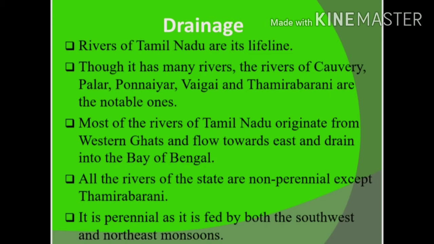All these rivers of the state are non-perennial except Tamiraparani. Tamiraparani is considered perennial. Perennial means throughout the year you can see water in it. That's the meaning of perennial, because Tamiraparani is fed by both the southwest and northeast monsoon. So in two seasons this river gets rain. So it is considered a perennial river, and the other rivers are considered non-perennial rivers.